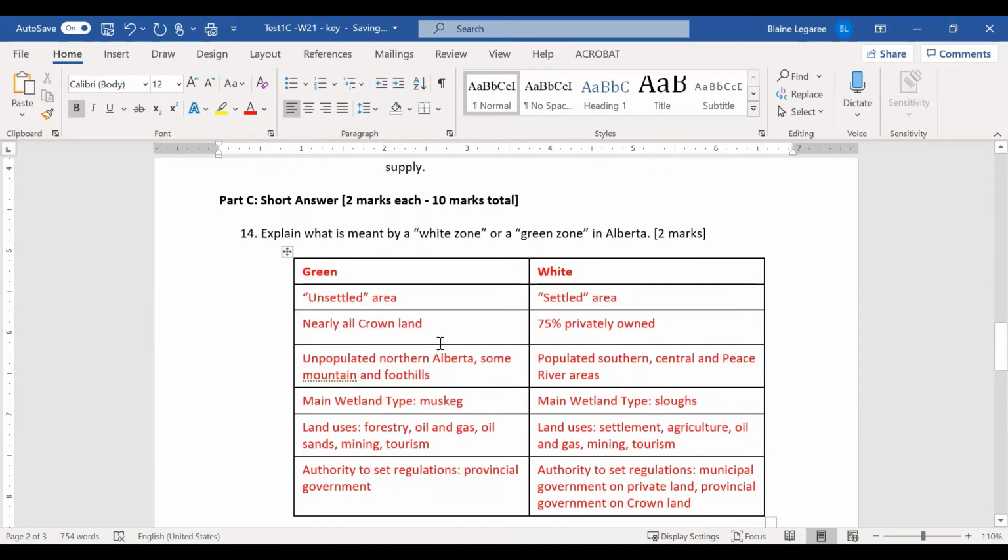C was on white zone and green zone. So this is 2 marks, which means you didn't have to necessarily have all of this, but I wanted you to talk about green zones being unsettled and mostly crown land, and white zones being more settled or privately owned land. And you could talk about some of the different uses or the authority to set regulations, but I didn't expect everything for the full 2 marks, just a decent description of what each of these things mean in terms of regulation in Alberta.